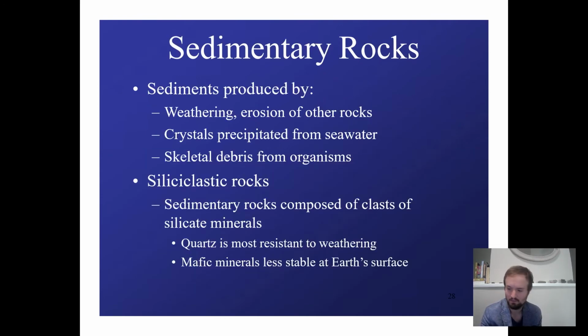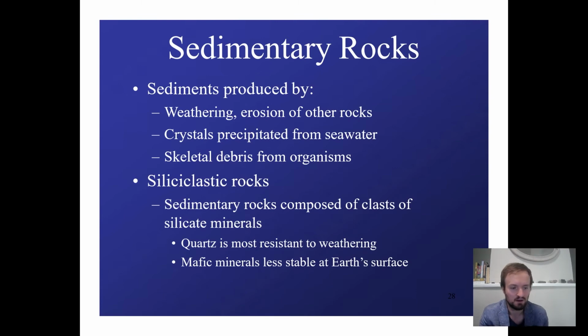Okay, moving on to sedimentary rocks. Sediments are produced by basically the weathering and erosion of other rocks. Other sedimentary rocks are produced by precipitation of minerals from seawater, and you can also produce them from skeletal debris. So all of these rocks have that same thing in common, where you're taking something, making a grain of it, and then it's settling out of a solution, or precipitating out of a solution. But the point is that it's happening on the surface of the planet.